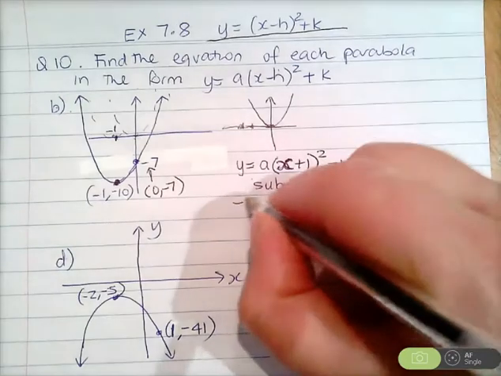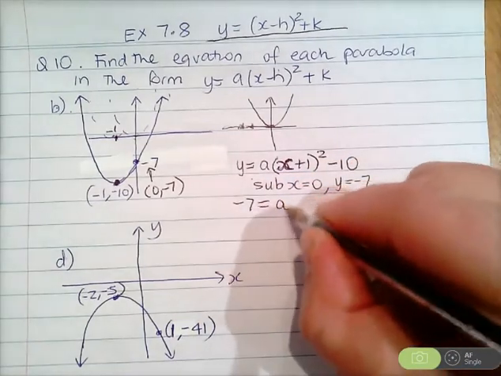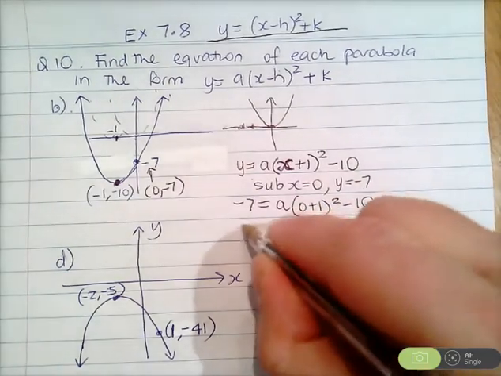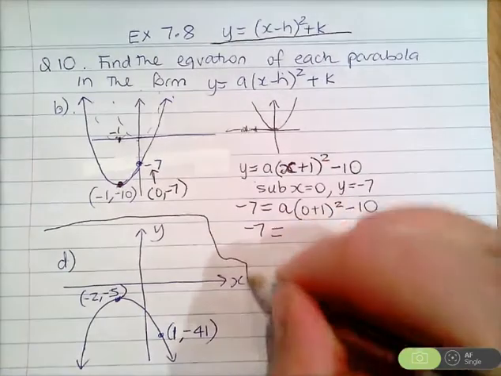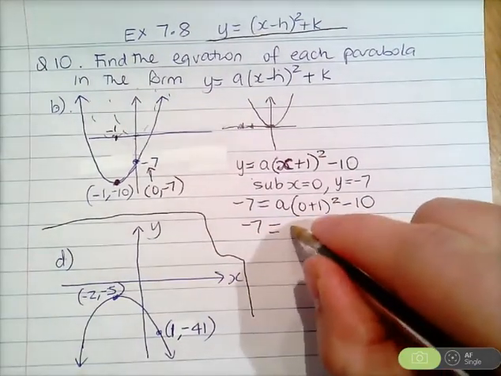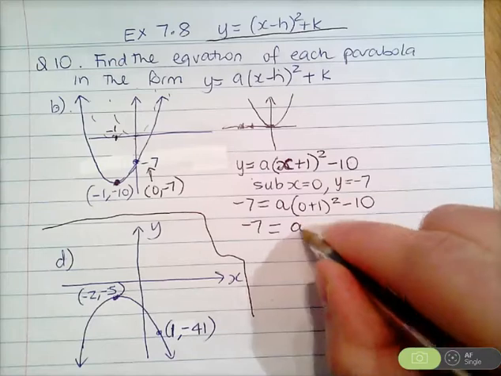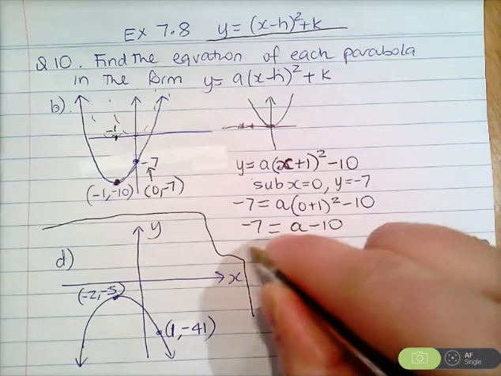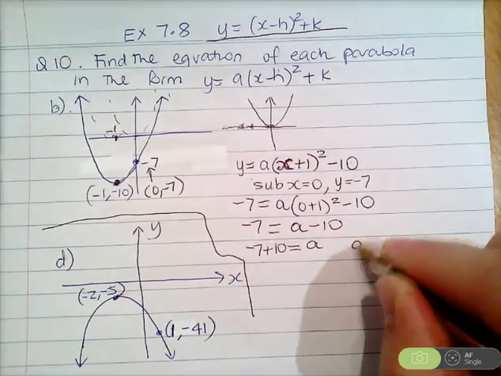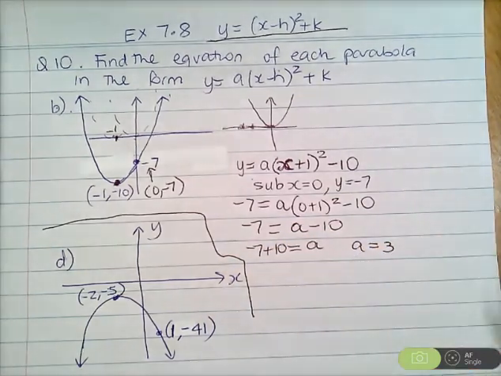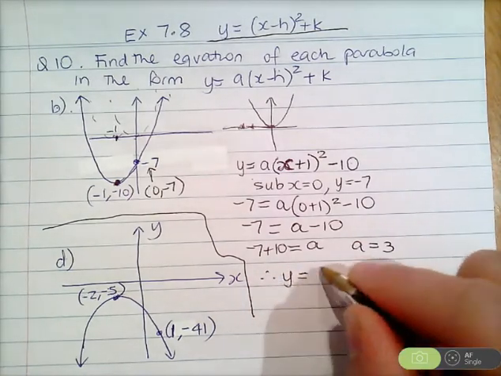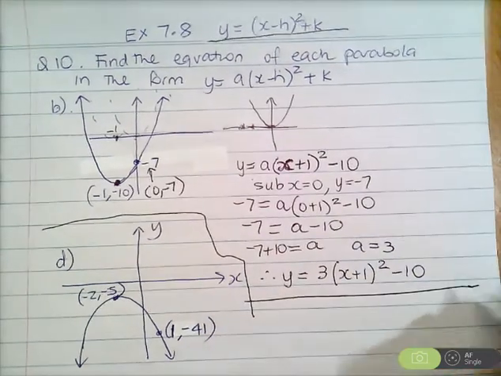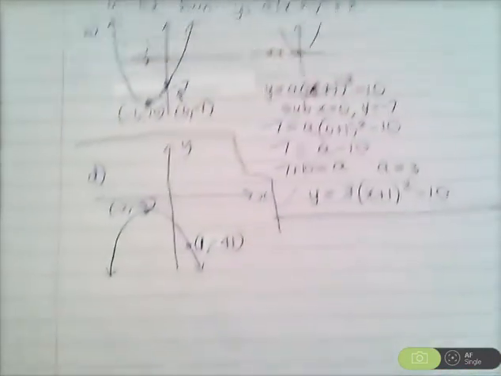So I get -7 equals a times (0 plus 1) squared minus 10. Now 1 squared is 1, so it's just a minus 10. Therefore a is equal to -7 plus 10, so a is 3. Therefore my equation is y equals 3(x plus 1) squared minus 10. That's the first example.